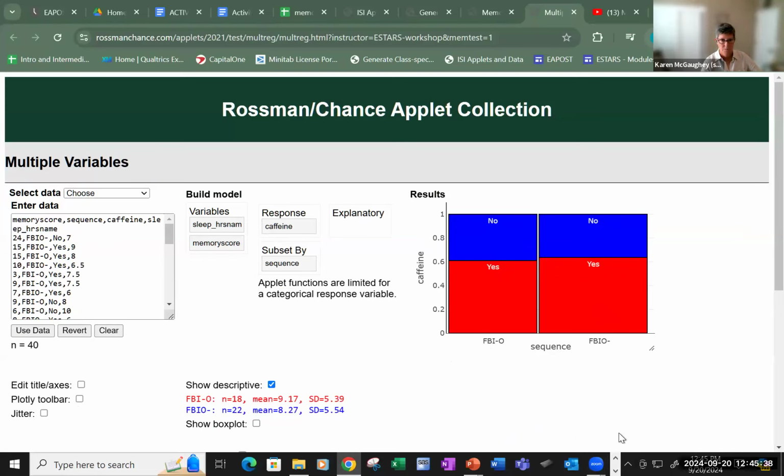Here's where it's important for the students to understand and realize that they were randomly assigned to a caffeine group or to a sequence. When you clicked into that web page, you were just randomly given one of the two sequences. And it looks like the random assignment did a pretty good job of creating a similar distribution of caffeine in those two sequence groups.